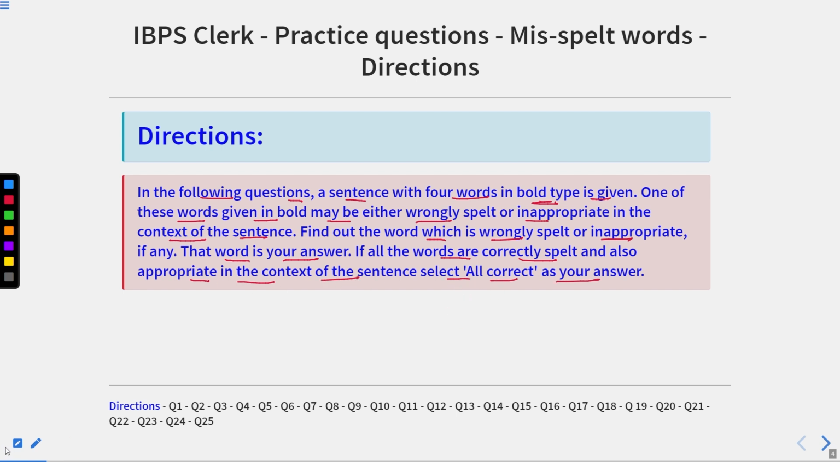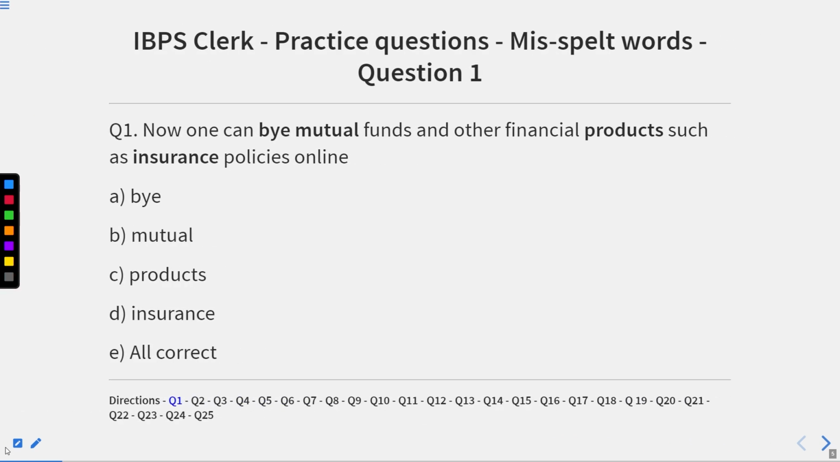Now, it may happen that all the words which are given to us in bold are correct in spelling, and also appropriate according to the context of the sentence. So, in that case, another option, that is E option, is given to us, that is all correct, that we have to select as our answer. So, let's begin these questions. So here we have the first question, that is question number 1.